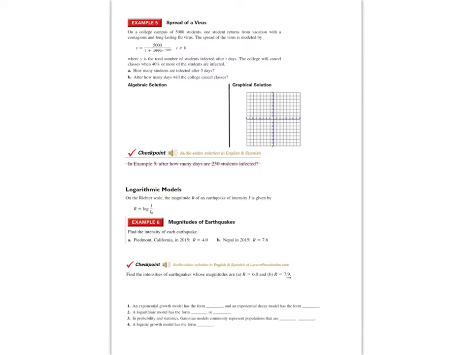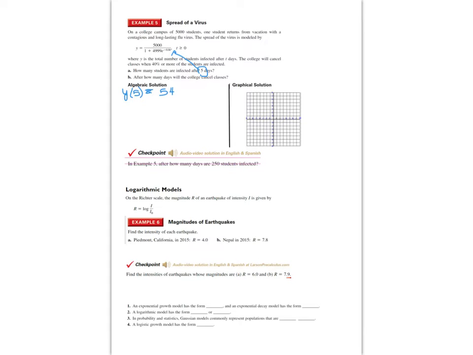Which means all you're going to do is take 5 and plug it into t. So this is y of 5, which means we plugged in 5. It was approximately 54 students. So that tells us how many after 5 days.